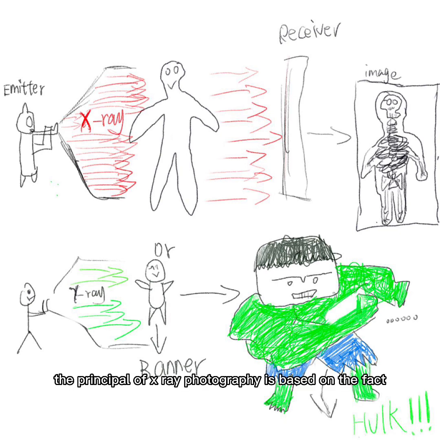The principle of X-ray photography is based on the fact that there are differences in the density and the thickness of the body tissues. And when X-rays pass through different tissues of the body, they are absorbed differently. So the amount of X-rays that reach the screen or film varies, resulting in an image with different contrast between light and dark, or black and white.